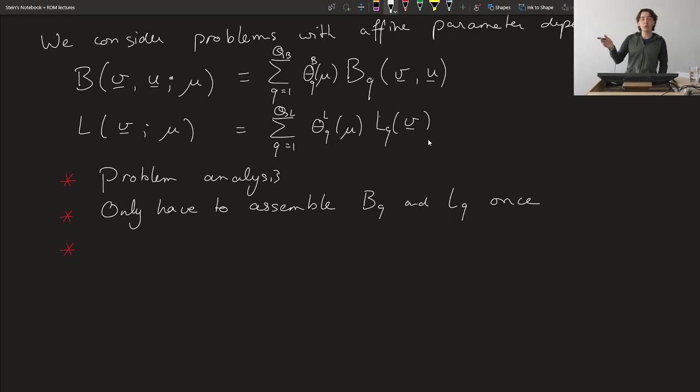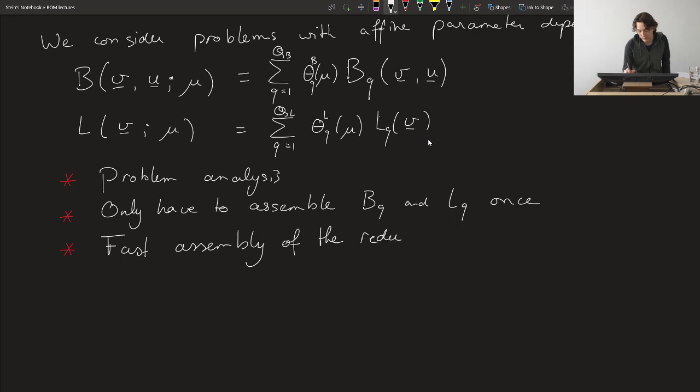Also looking ahead, once we form some form of reduced basis method or reduced order model for this, we also rely on this affine parameter dependence and being able to assemble that quickly. And this is actually a very major point in the story. So we're able to do fast assembly of the reduced order system during operations.